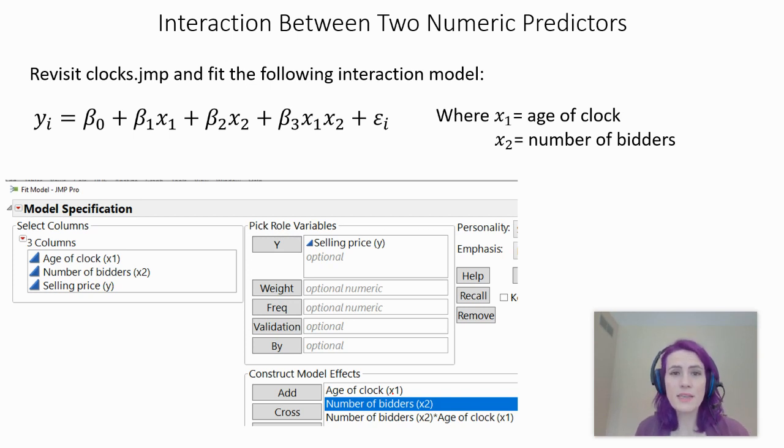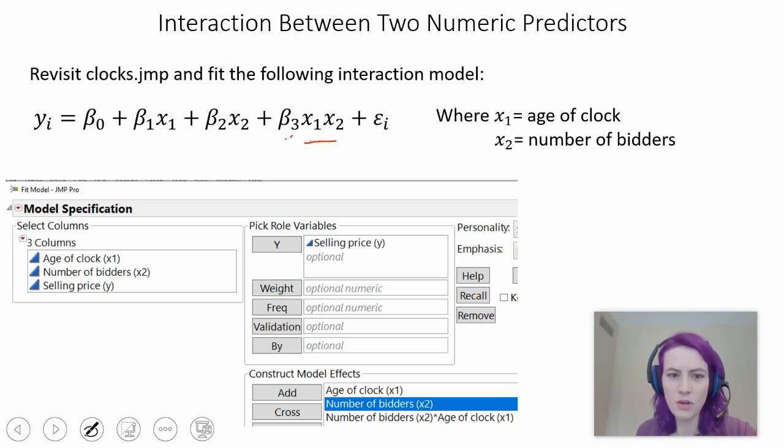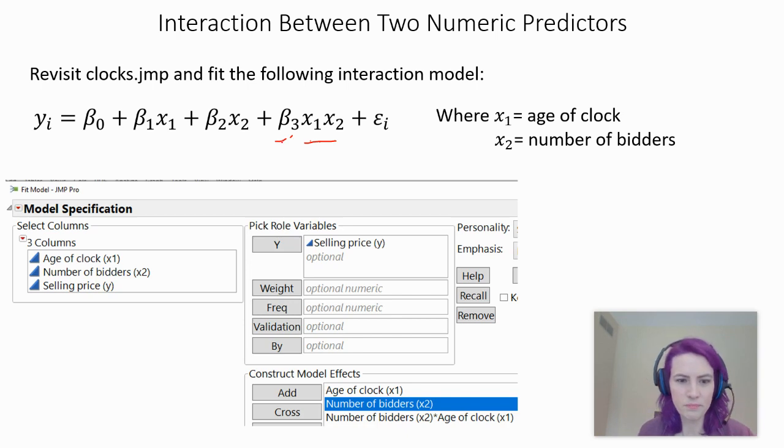All right, now let's think about the interaction between two numeric predictors. Let's go back to our classic example, the grandfather clocks. And we'll include an interaction term there between the age and the number of bidders. So that's where we have x1 and x2 multiplied by each other. And they get a new coefficient, which is beta 3.